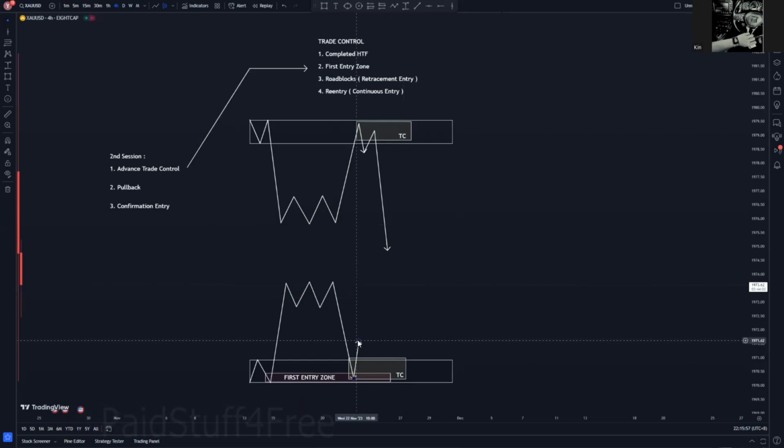if you're going to ask me, okay, if there is no pullback to the trade control, will we miss the entry? The answer is no, because we're going to take the buy on the first entry zone. The main line is going to work like this, right? So you're going to take the first entry and then the second entry somewhere around here. So for now, for the first and the second one, is there any problem?